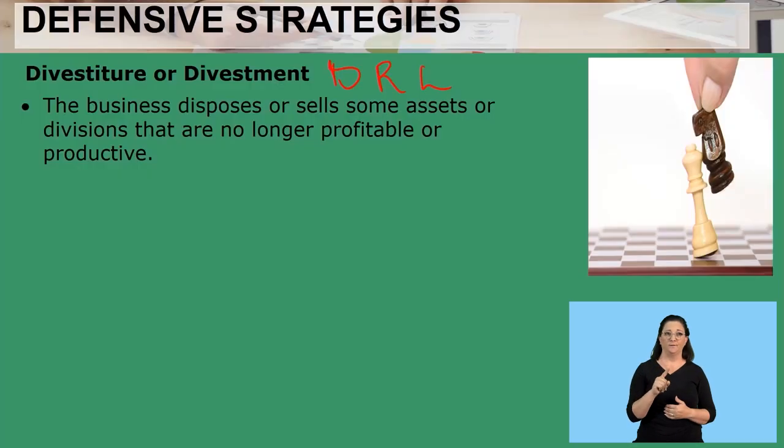Here we're going to start with the first one, divestiture or divestment, which is one of the defensive strategies. What does this mean? The business disposes or sells some assets, not all of them. The keyword here is some. The business will sell some assets or divisions that are no longer profitable or productive. We can say that department or that production line is not making profit or it's no longer productive, so let us sell those assets or that portion of it.